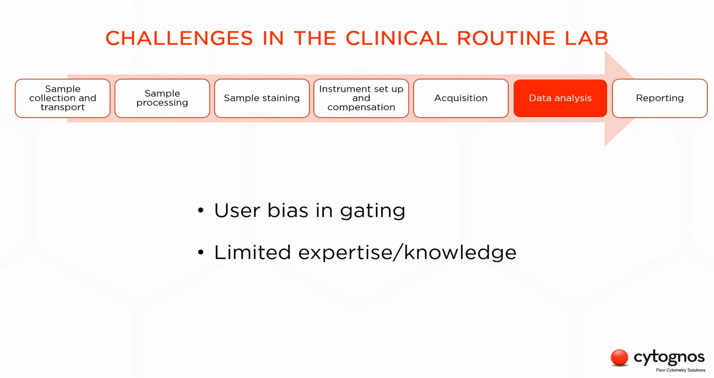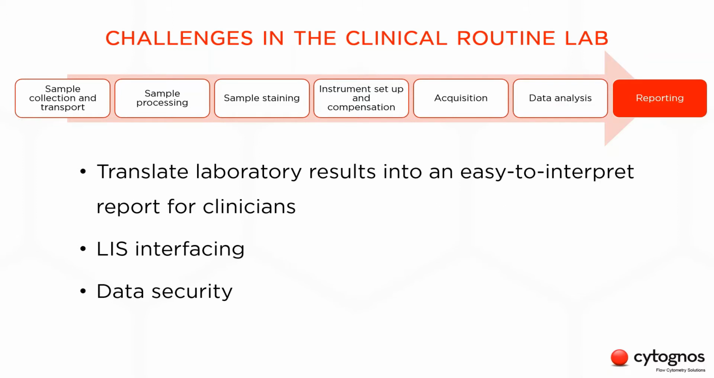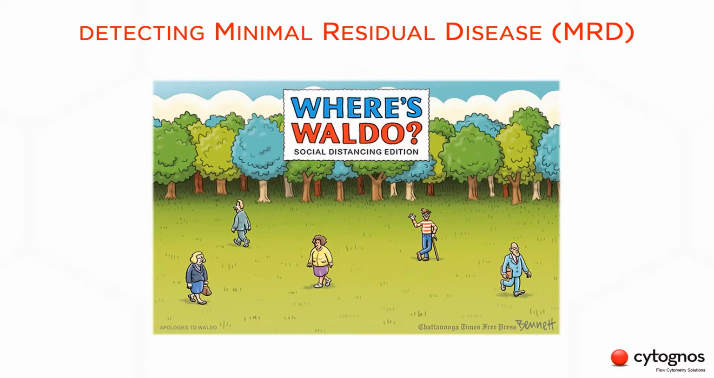When it comes to the analysis, there is always a user bias because positive and negative populations are clear, but there is a lot of middle ground in between. So the final results highly depend on the analyst expertise. And lastly, we have to put together a report with our lab test results, transfer it to the LIS system so it can be accessible to the pathologist and the clinicians, while ensuring that all the sensitive data is protected. So these are the common points regardless of the type of study.